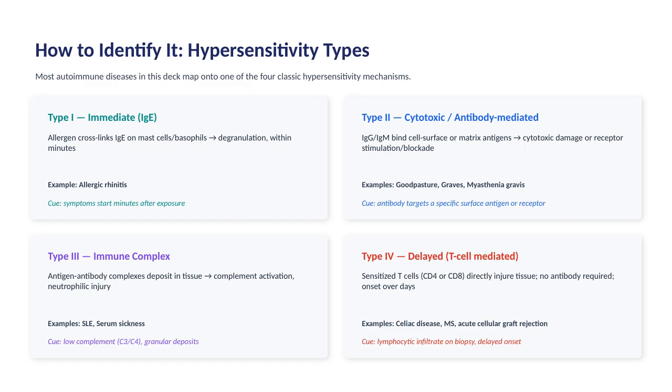Finally, type 4 hypersensitivity is delayed and T-cell mediated, without antibodies involved. Sensitized T-cells cause tissue damage over days, typical in diseases like celiac disease, multiple sclerosis, or acute graft rejection, and this is suggested by a lymphocytic infiltrate on biopsy and a slower onset of symptoms. Recognizing these patterns helps us classify and understand autoimmune diseases more clearly.